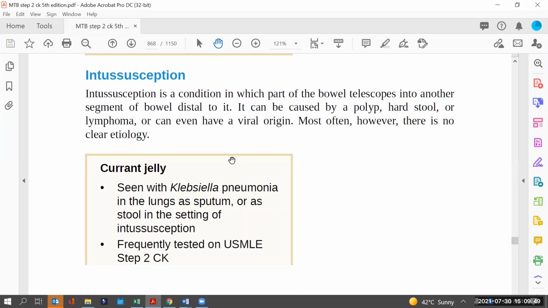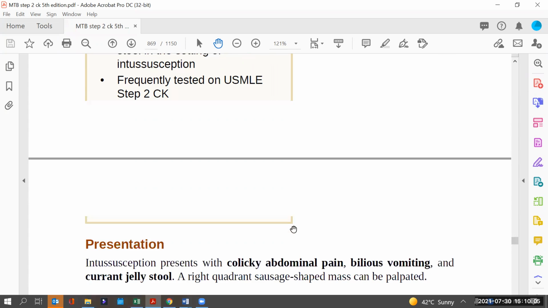Etiology, we will think about in the way that most of the time we don't know, but we may think about any viral infection, we may think about Klebsiella infection, we may think about any kind of hard stool, constipation, polyp history, lymphoma history. So these are some of the things where we can find this type of bowel presentation.